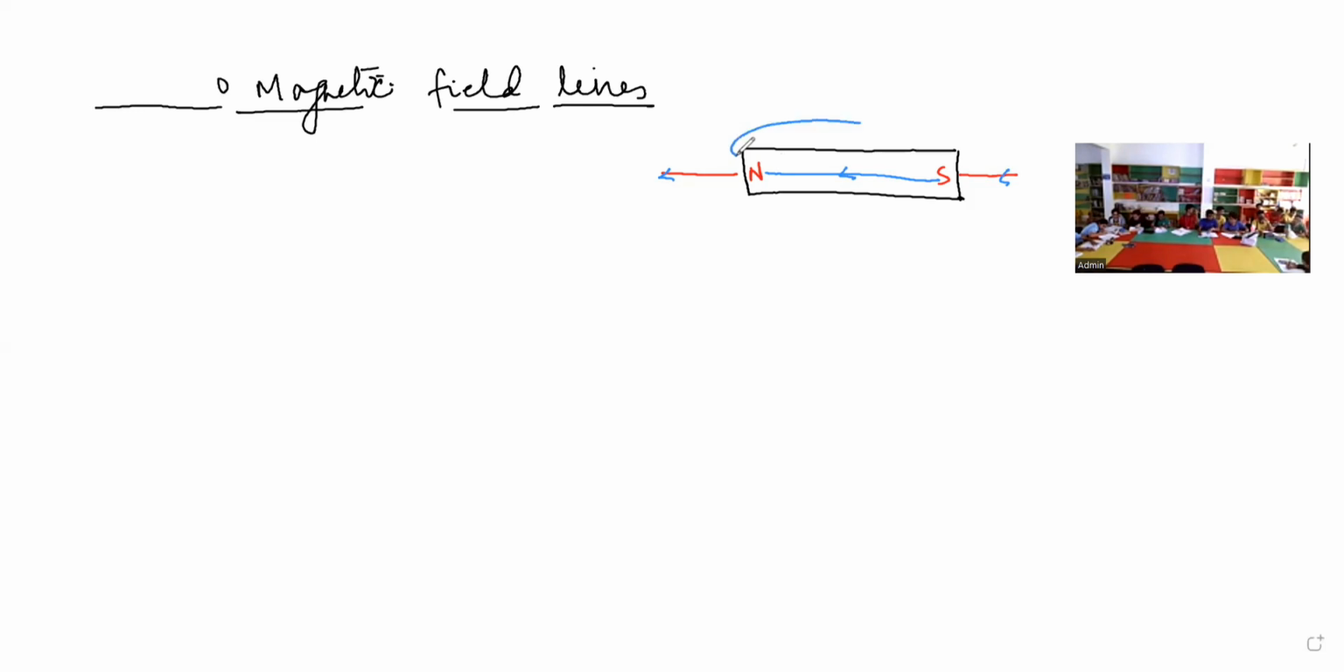And then outside, you draw like this. And then put arrows: outside the magnet, it moves from north to south, and inside, it goes from south to north. And these are the magnetic field lines due to a bar magnet.